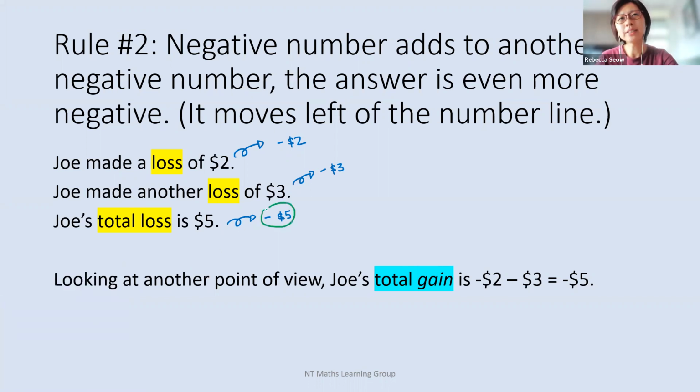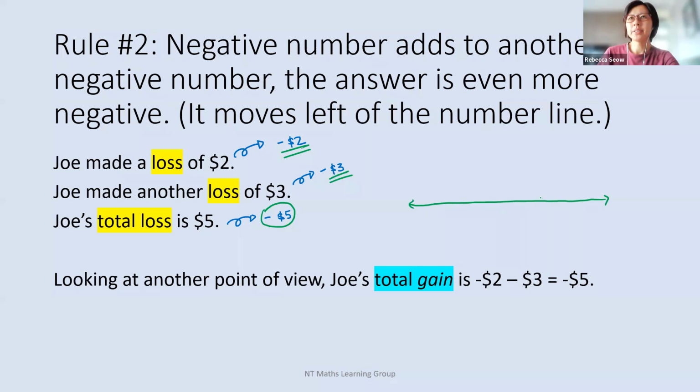So how do we end up with this -$5? Well, if we were to take -2, take away 3, that would give us -5. If it doesn't seem quite convincing, let's take a look at it on a number line.